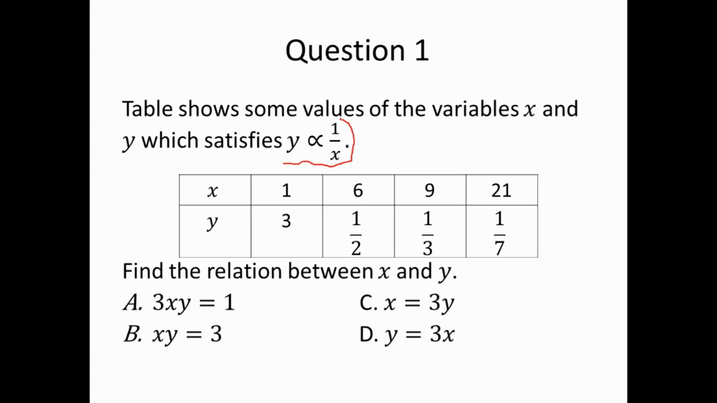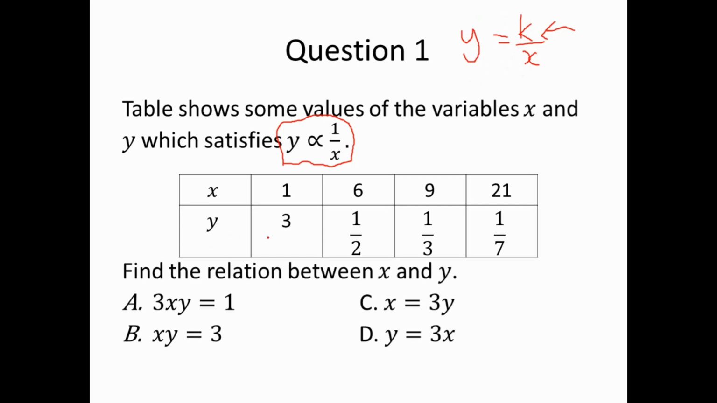So you are given this relation, y varies inversely as 1 over x. So we write the equation based on this relationship: y equals k over x. First we have to find the value of k. To find the value of k, we must have x and y.